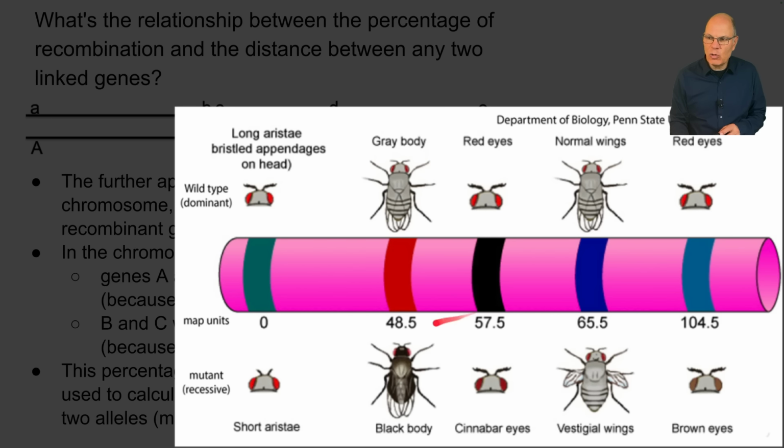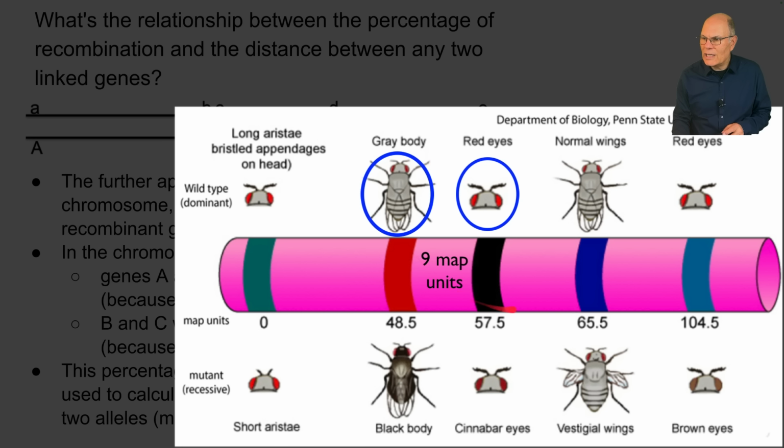So over here, this is a chromosome map, and it's saying here that the distance between this long bristled appendage called long arista and gray body, that's 48.5. Well, those are units that reflect the frequency of recombination. Over here between gray body and red eyes, that's a little bit under, that's 9 recombination units. And really what this amounts to is the frequency of recombinants.